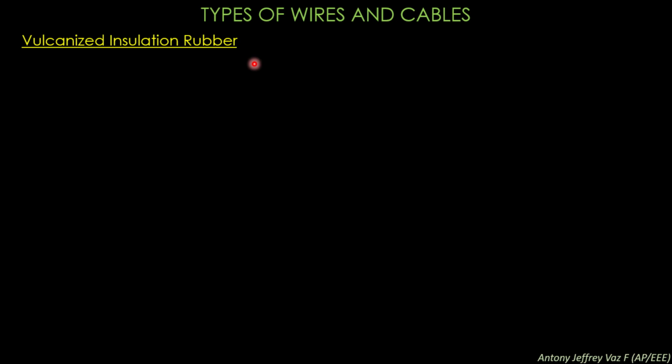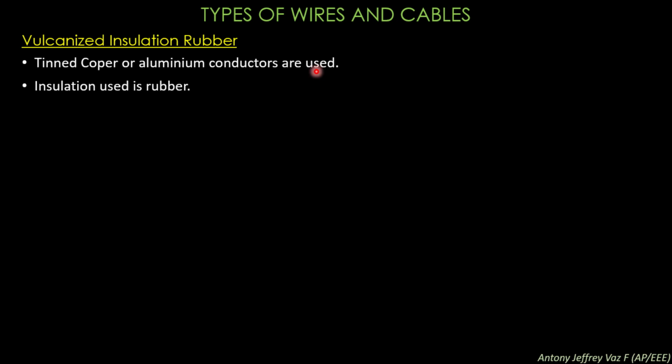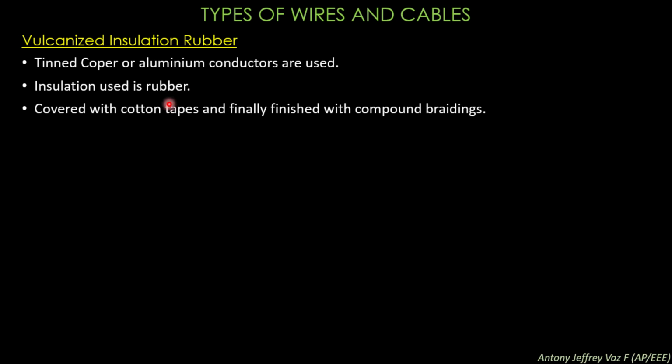The first type is vulcanized insulation rubber cable. Tinned copper or aluminum conductors are being used in this cable as a conducting material. The insulation is done with the help of rubber, that is a vulcanized rubber. The conductor is covered with cotton tapes and finally finished with a compound braiding. So some type of compound materials are being used as a braiding. Here the braiding represents the material between the two insulations.